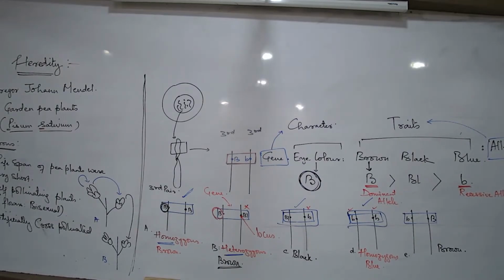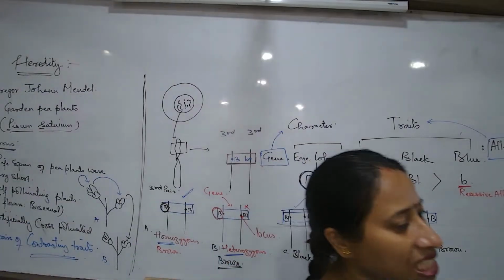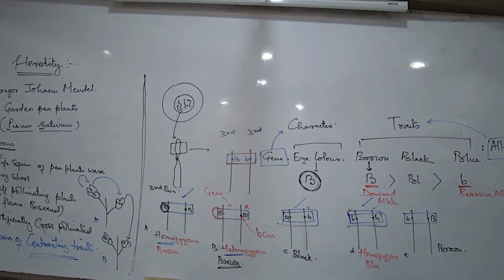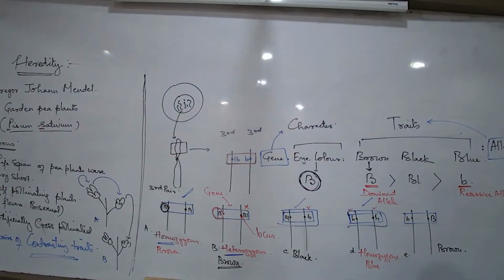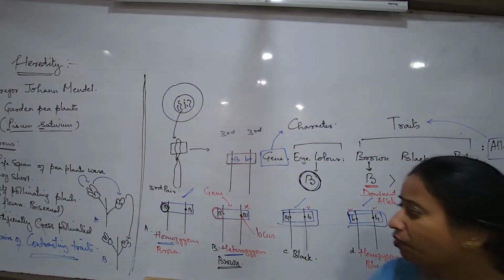And one of the most important features, they have 7 pairs of contrasting traits. What is contrasting? Opposite, correct. When we are talking about contrasting traits, the moment we talk about the word contrast, we always understand it is absolutely opposite. If it is black, it should be white. If it is light orange, it should be completely dark orange. If that is what it is, then we understand it is a contrasting feature.